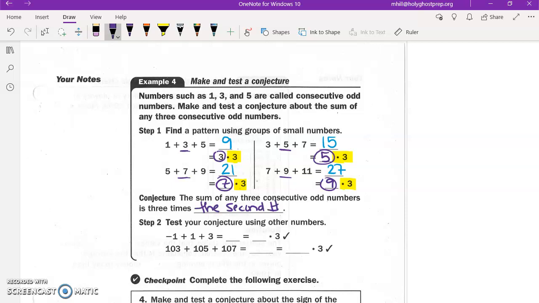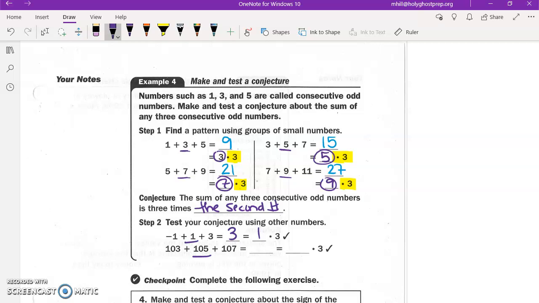Now we're going to pick two completely random examples of 3 consecutive odd integers, including some negatives here, and we are going to see if our answer will be 3 times the middle number. So, -1 plus 1 plus 3. -1 plus 1 is 0, that cancels, and then plus 3 is 3, and our middle number is 1, so 1 times 3 is 3, so that is correct, that's why there's a check mark there.